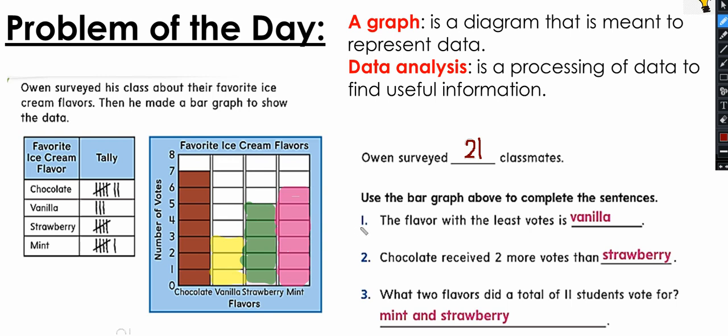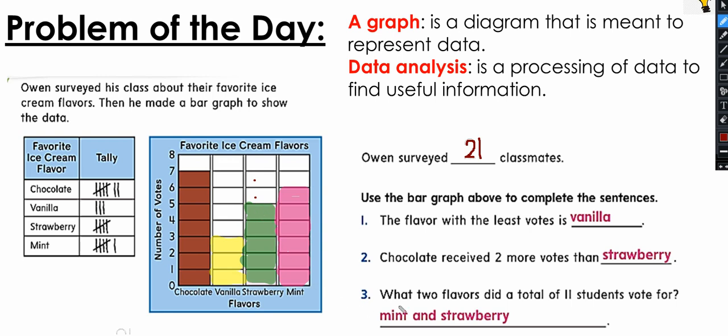Now, use the bar graph above to complete the sentences. So this is the bar graph we are still using. Number 1 says the flavor with the least votes. Least means the one that they don't like the most, they don't like it much. Vanilla with only 3 votes. Chocolate received 2 more votes than who? It says here strawberry. Let's see. Chocolate had 7 and strawberry had 5. And we know that between 5 and 7 is 2. So chocolate received 2 more votes than strawberry.